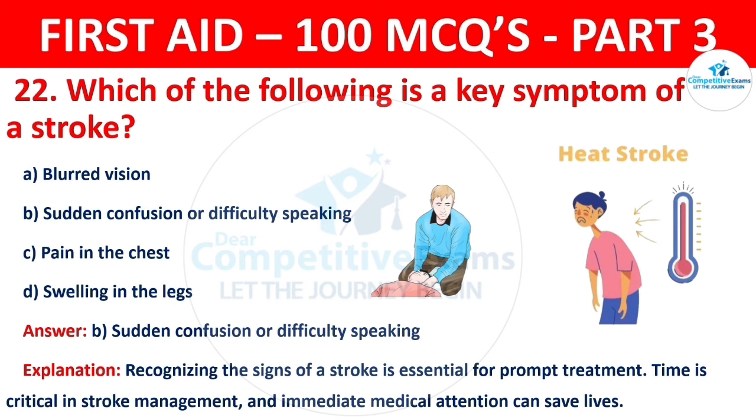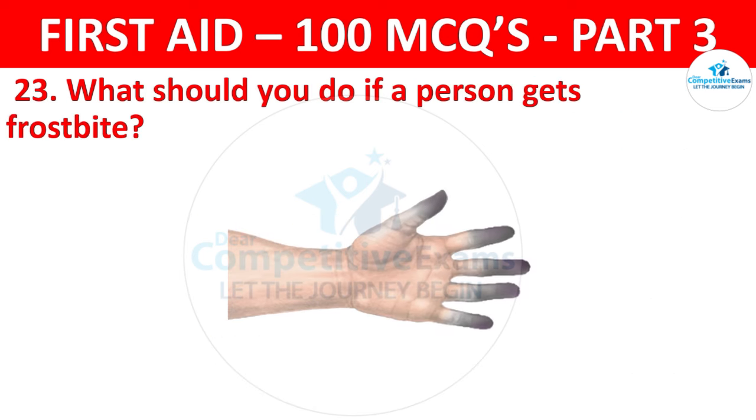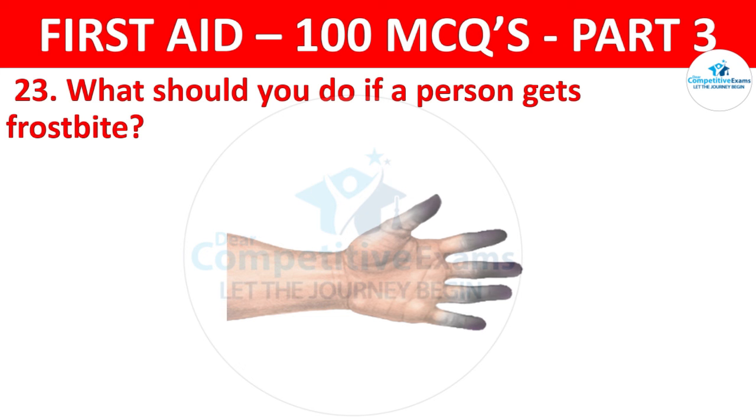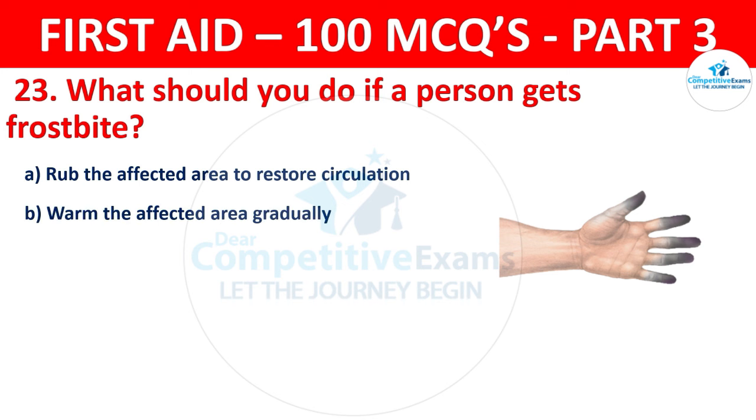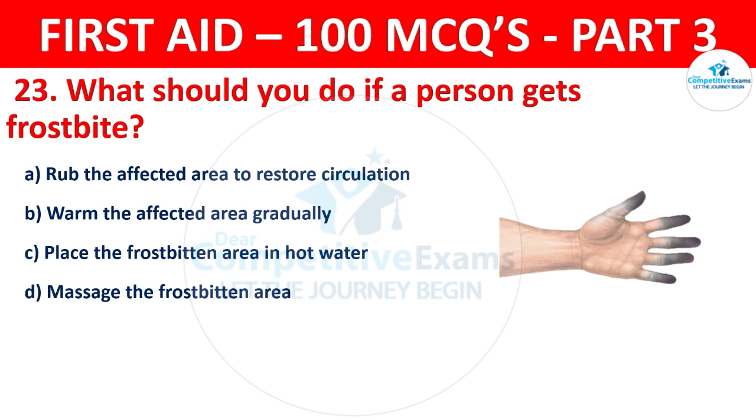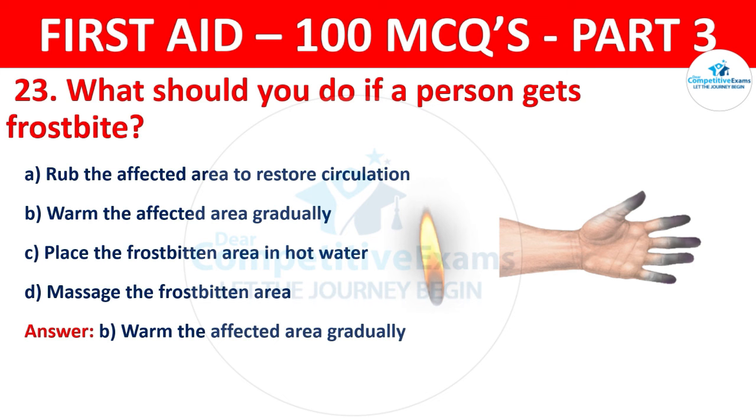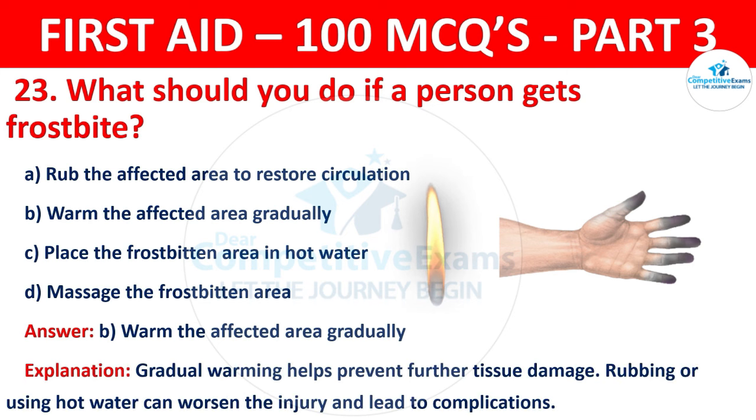Question number 23. What should you do if a person gets frostbite? The options are: rub the affected area to restore circulation, warm the affected area gradually, place the frostbitten area in hot water, or massage the frostbitten area. The correct answer is B, that is warm the affected area gradually. Gradual warming helps to prevent further tissue damage. Rubbing or using hot water can worsen the injury and lead to complications.